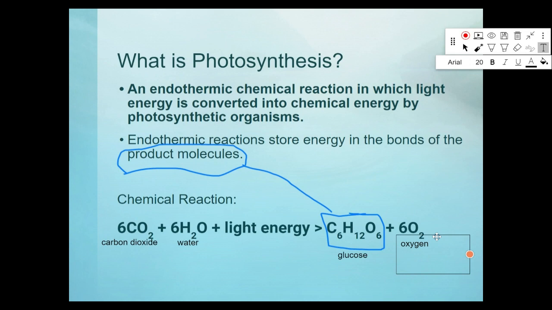Yeah, so what's really cool is when we talk about cellular respiration, this is basically going to be flipped. We're going to have the glucose and the oxygen on the left side of this arrow, and you're going to have carbon dioxide and water on the right side of the arrow. But for now, remember, this is photosynthesis. Plants take in CO2, they take in water, they take in light energy, and then they turn that into glucose, and then they release oxygen.